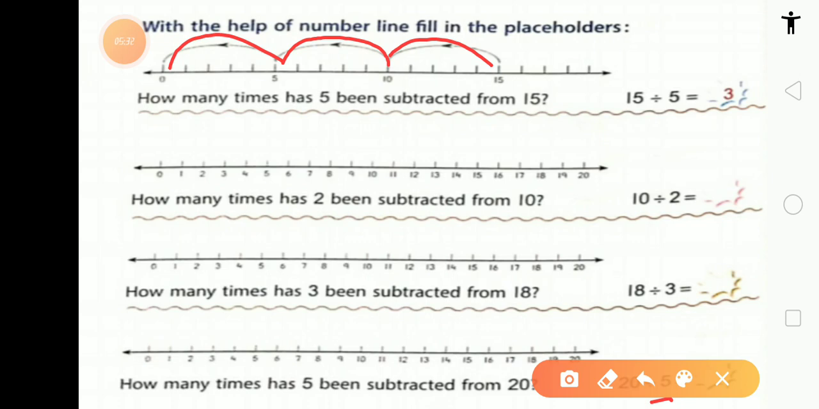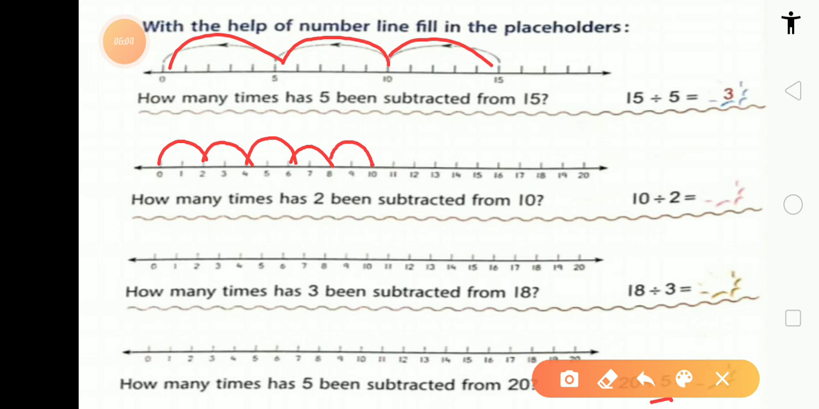So we start from 10. Okay, and it takes 2 units and it reaches 8, 1 and 2, and after that 1 and 2 and it reaches 6, 1 and 2 and it reaches 4, 1 and 2 and it reaches 2, 1 and 2 and it reaches 0.